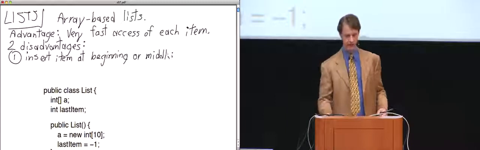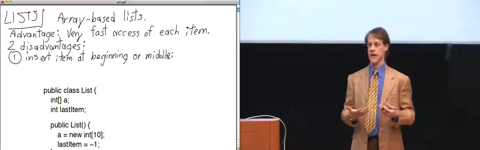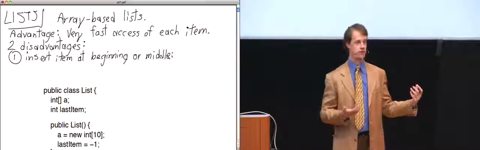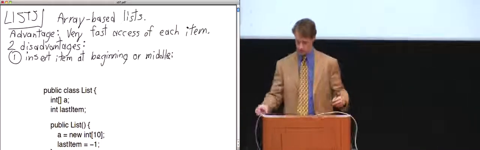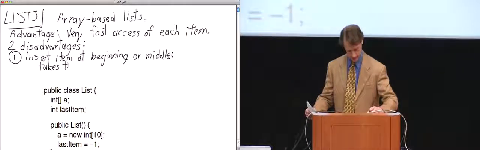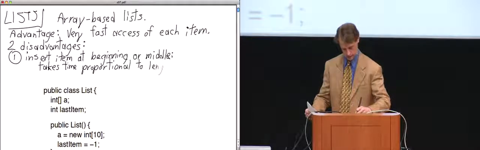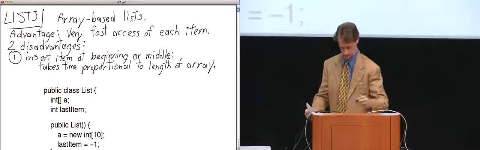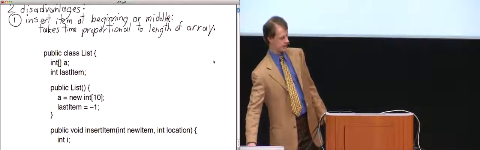Then how long does it take? Well, what we're going to have to do is take all the items that come after the item we're inserting and slide them over one spot to the right. And so that's going to take time proportional to the length of the list. So let me show you what that means by showing you code that actually does that.